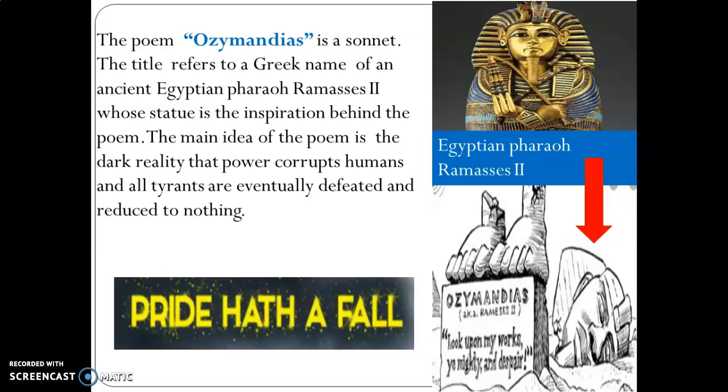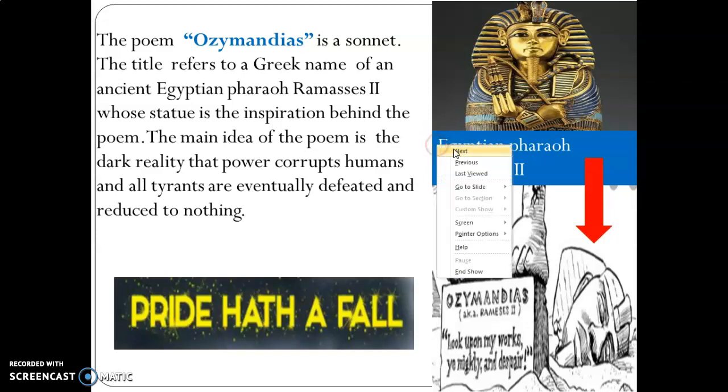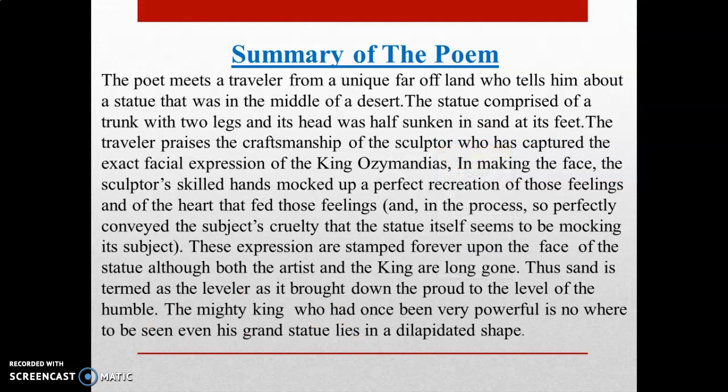The title refers to a Greek name of an ancient Egyptian pharaoh, Ramesses II, whose statue is the inspiration behind the poem. The main idea of the poem is the dark reality that power corrupts humans and all tyrants are eventually defeated and reduced to nothing. And we can also say pride had a fall. Okay? Going to the next step, summary of the poem.